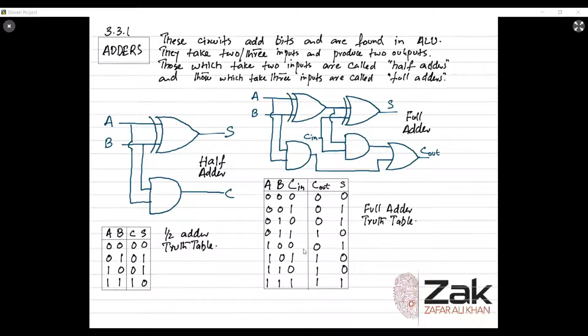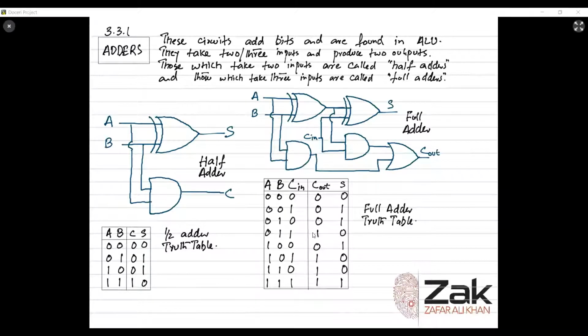And now let's pay attention to this truth table. This truth table now has three inputs, A, B, and C in. All right, so A plus B plus C: sum is 0 and carry is 0. This is 0 plus 0 plus 1, so sum is 1, carry is 0. This is 0 plus 1 plus 0, sum is 1, carry is 0. 0 plus 1 plus 1 is 2, so sum is 0, carry is 1.